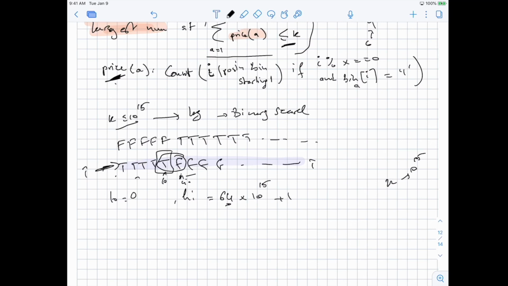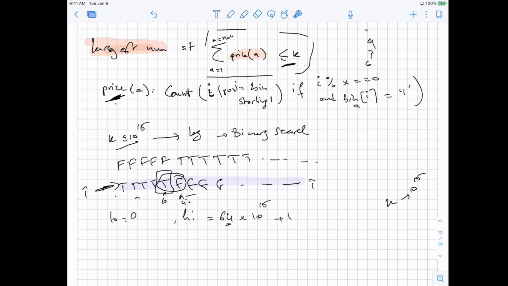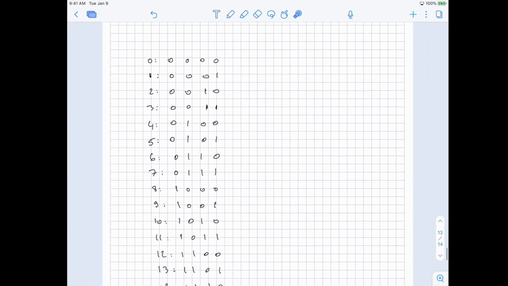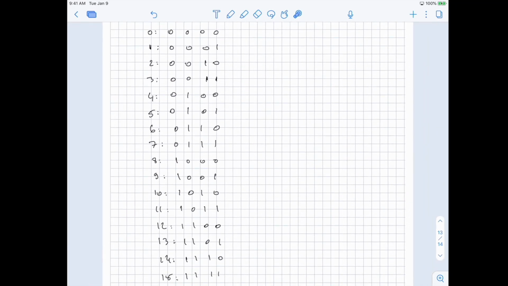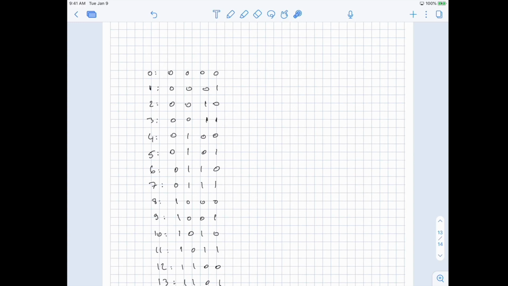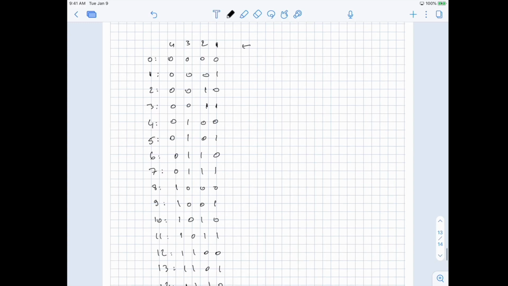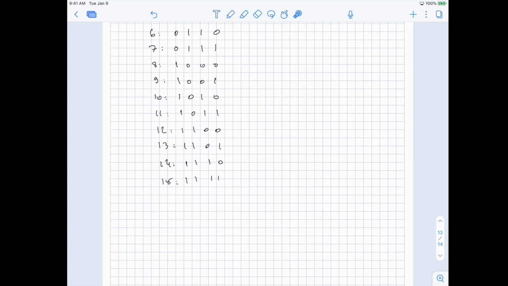Okay, so now what's remaining is how do we compute this price function here? This part here, how do we compute it? That's where the binary observation comes in. So remember, the problem says we want to index the bits 1-indexed. So that means this is index 1, 2, 3, 4. And here, this is just the binary representation of 0. This is the binary representation of 1. This is the binary representation of 2. And this is the binary representation of 3, all the way down until 15.